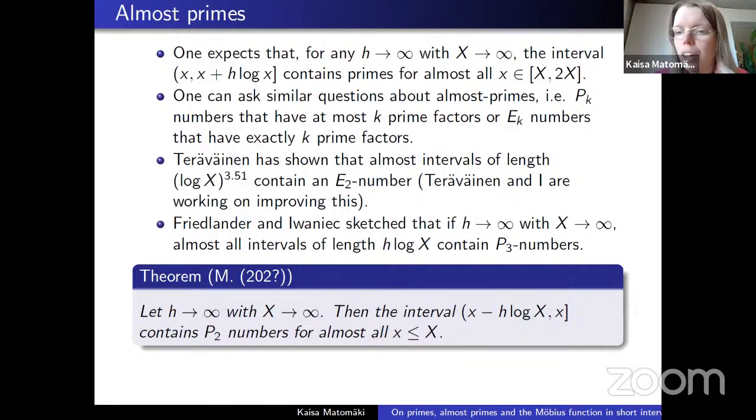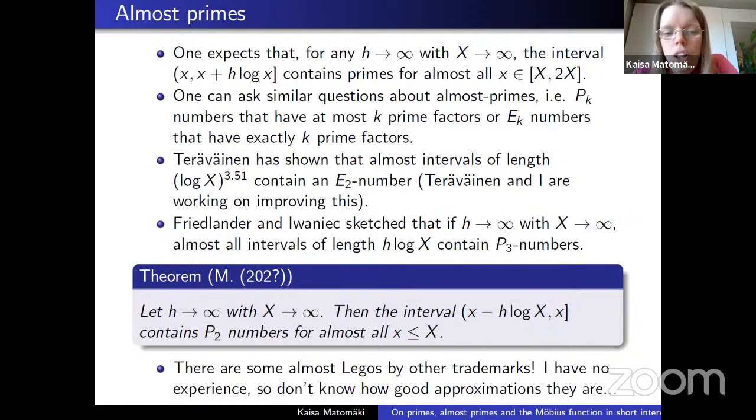Because of course the primes, they are numbers that have at most 1 prime factor. So that's primes themselves. And well, as an analog for Legos, there are some almost Legos by other trademarks, but I don't have experience, so I don't know if they are good approximations. For these pk and ak numbers, they are quite nice approximations, but they are genuinely easier to work with than the primes.